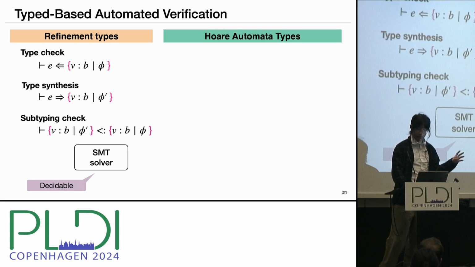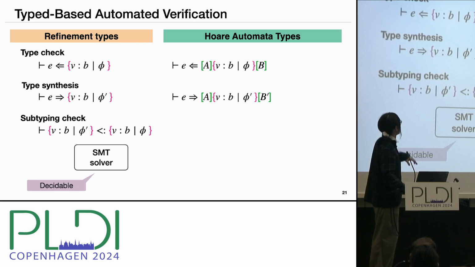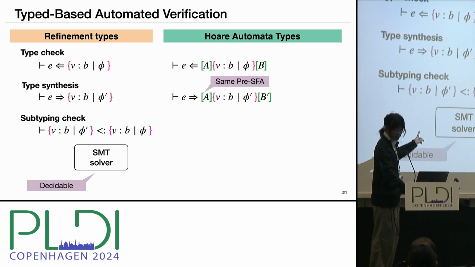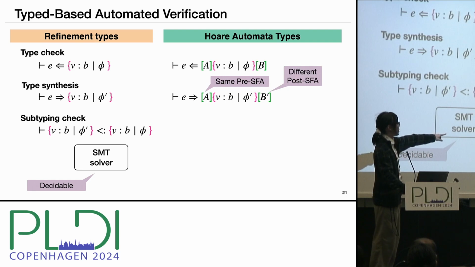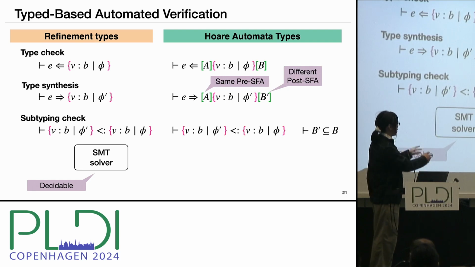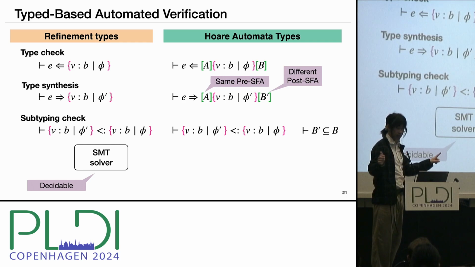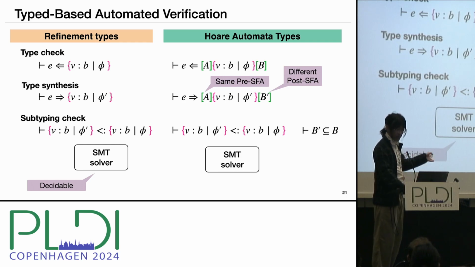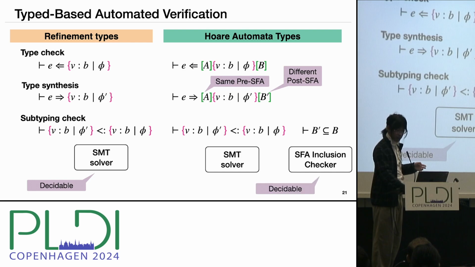In the same way, in the HAT type, we also have type checking and type synthesis. Here we find that they have the same precondition automaton. It means that everything happens in the same context, but with a different postcondition automaton. Now subtyping has two parts: a standard subtyping check and an inclusion check between two symbolic automata. Still, the first part can be solved by a solver. For the second part, we have a symbolic automaton inclusion checker that is still automated and decidable.